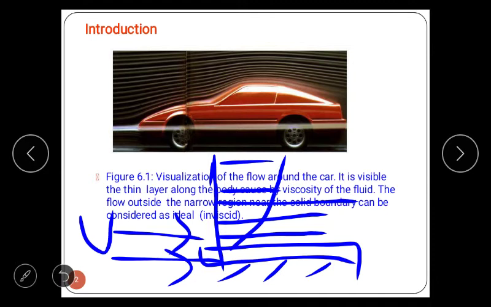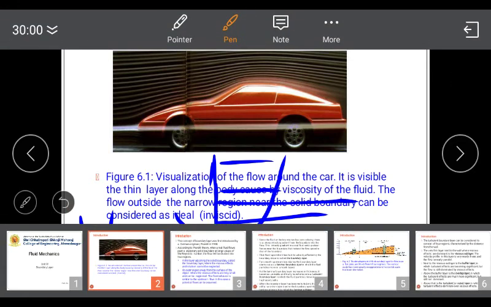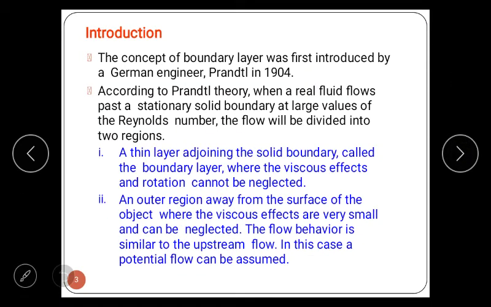Now what is the boundary layer? The boundary layer is the thin layer of fluid in the immediate vicinity of a bounding surface, that is a solid body, over which velocity gradient and shear stress are large. Now let's move to the next topic, that is the basics of boundary layer.